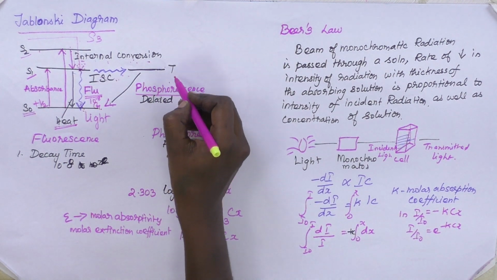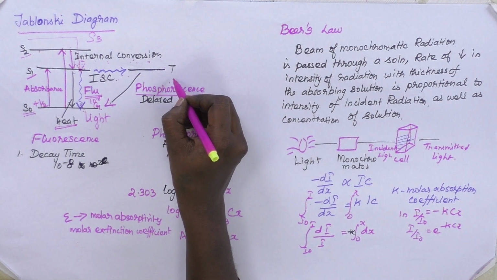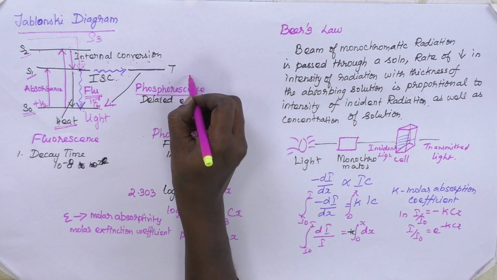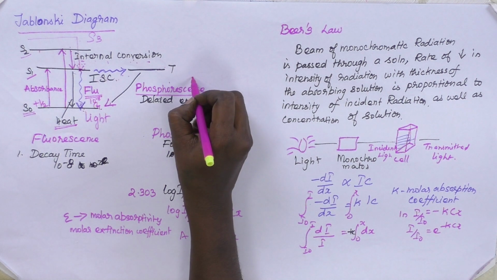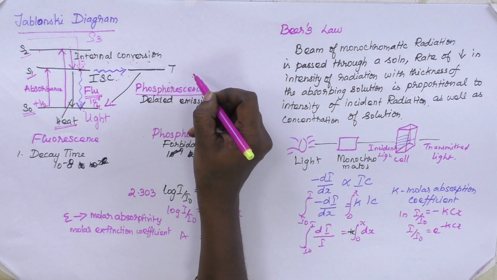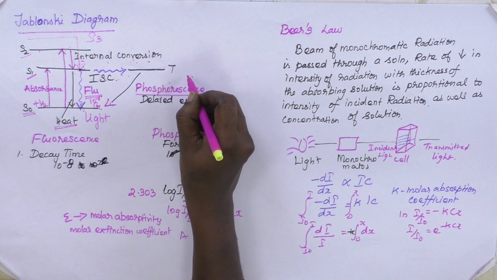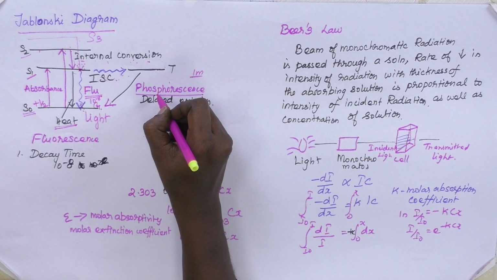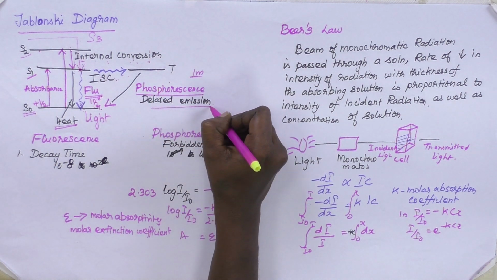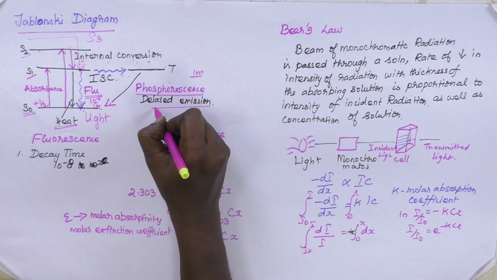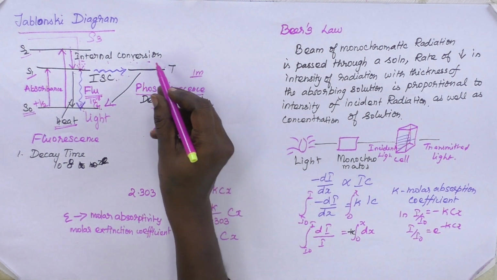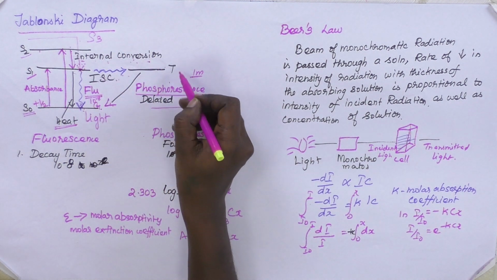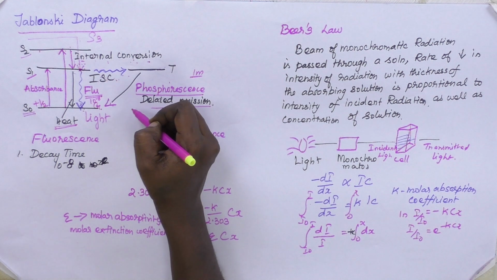So you can observe the light emission in a phosphor material after some duration, even after 1 minute, you can observe the light. So it is called delayed emission. So the Jablonski diagram explains all the photochemical processes.